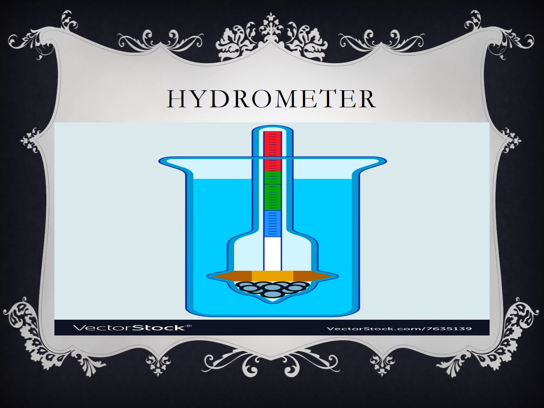It stands vertically in liquids. The narrow tube has markings so that the relative density of the liquid can be read directly. See the picture? Numbers are marked, so we can easily read directly. The liquid to be tested is poured into the glass jar. The hydrometer is gently lowered into the liquid until it floats freely. The reading against the level of liquid touching the tube gives the relative density of the liquid.